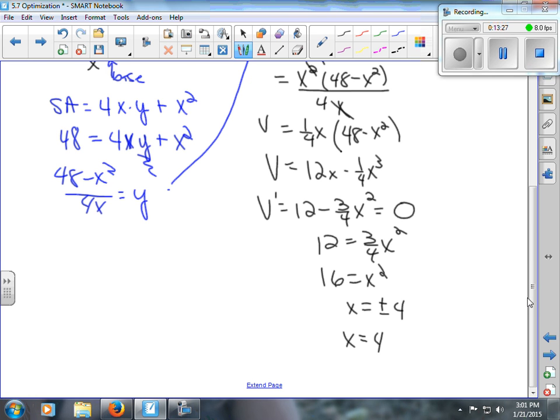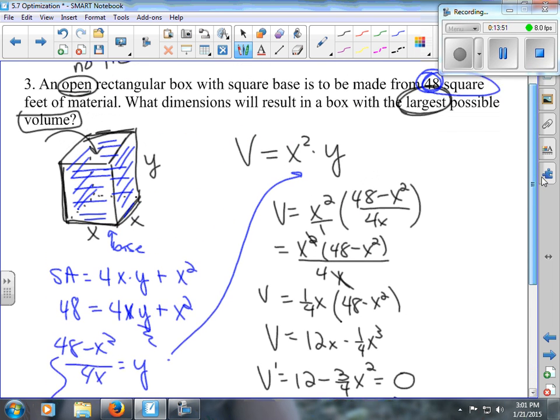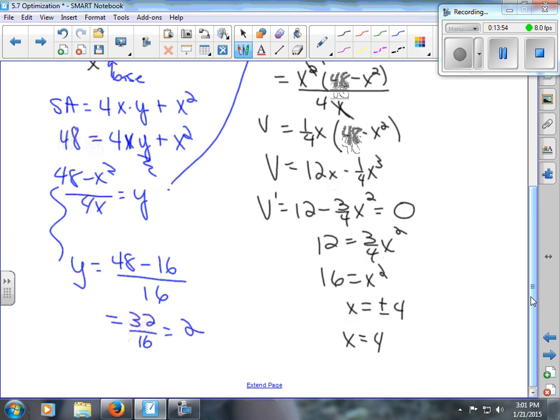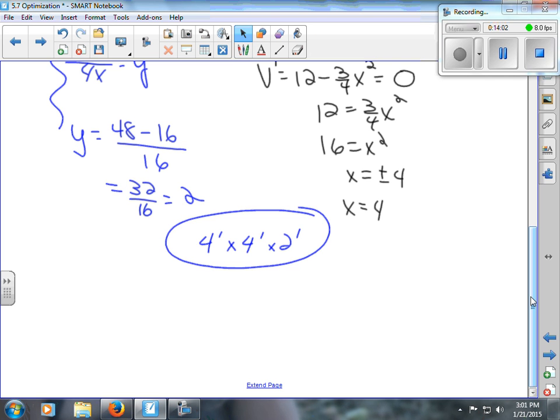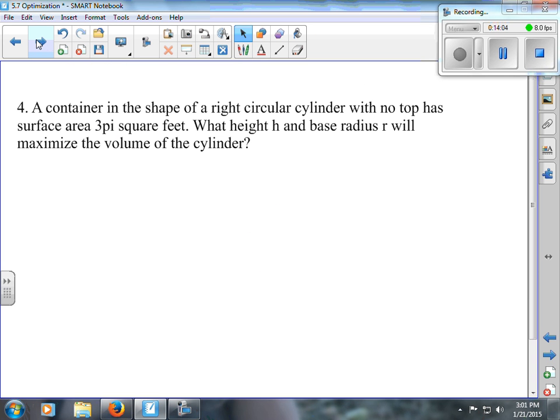X is the dimension of a box. It's not going to be negative. So x is 4. If x is 4, let's go back over here to my constraint. Then y would be (48 minus 16) over 16. That's 32 over 16, so this is 2. And so the dimensions of my box are 4 by 4 by 2. What's the question? Yeah, the dimensions. And so my answer is 4 by 4 by 2. I think this is feet. And we're done.